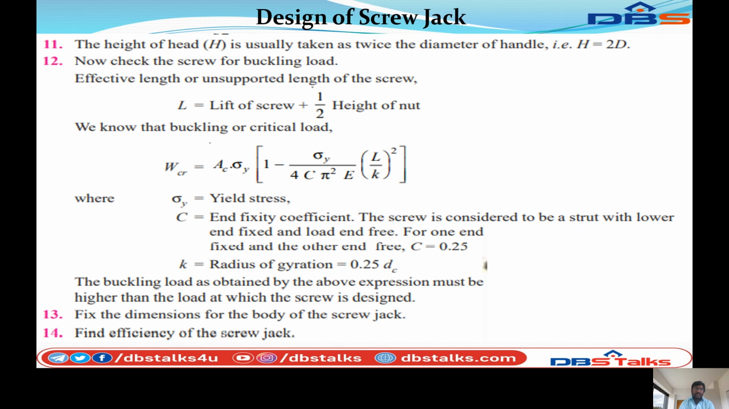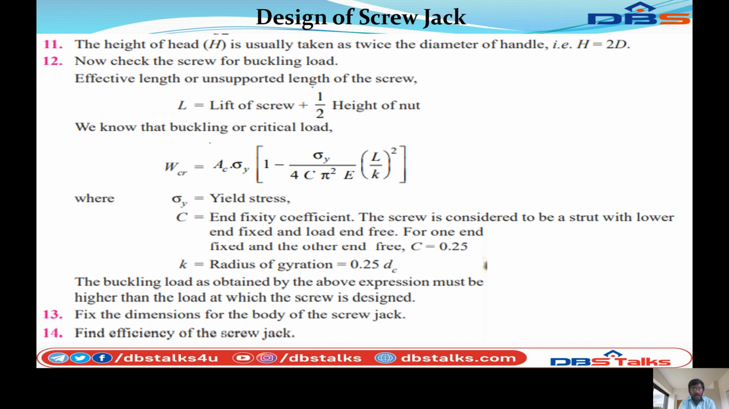So next step, 11th step: the height of the head, capital H, is usually taken as twice the diameter of the handle. That is, capital H is equal to 2d. So the height is taken as twice the diameter. That means height is equal to 2d. Now check this screw for buckling load.